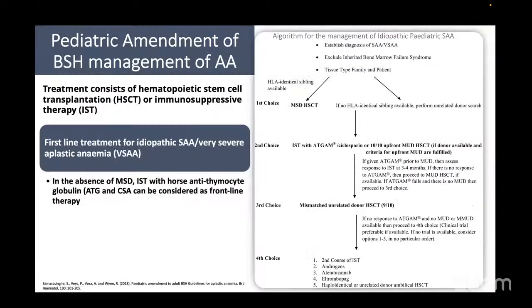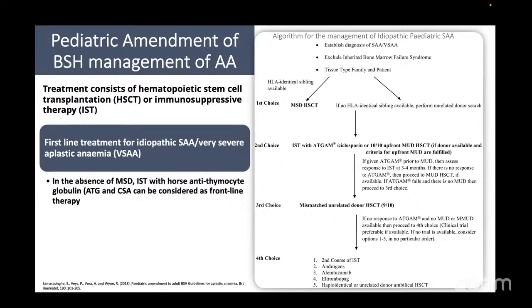Okay, so pediatric amendment of BSH management of aplastic anemia. The algorithm is you have to first establish the diagnosis, and being a pediatric age group, we have to exclude inherited bone marrow failure syndrome, which may have overlapping features at presentation.